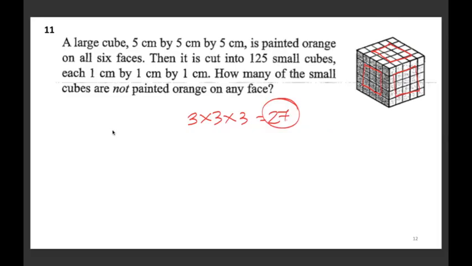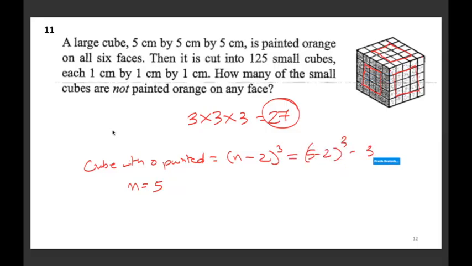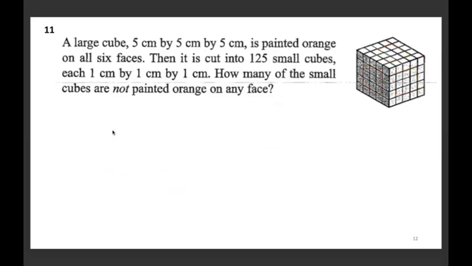Now there's one formula also: the number of cubes with 0 painted surfaces will be (n minus 2) cubed. Here n is the number of parts that the bigger cube is cut into, in this case it is 5, because the bigger cube is getting divided into 5 parts. So here it will be 5 minus 2 cubed, which is 3 cubed, which is 27. So even with this formula we'll get the answer. Okay, move to the next one.